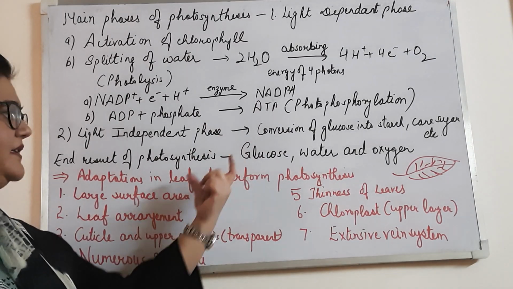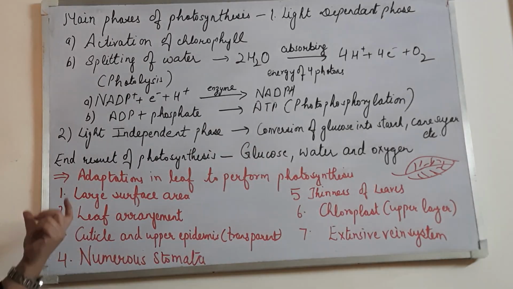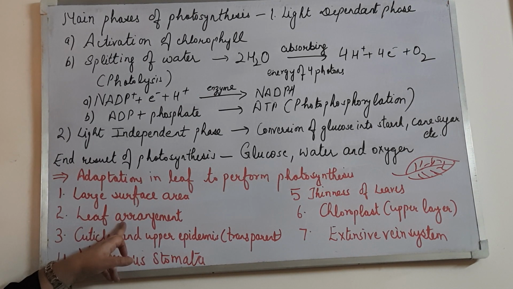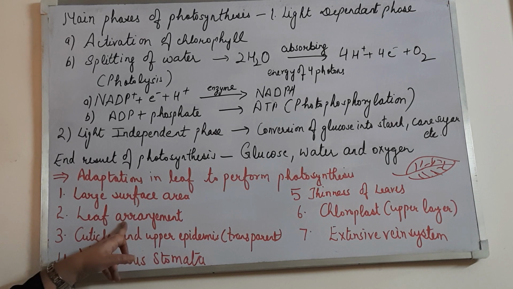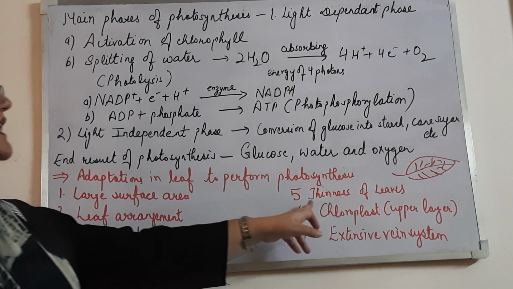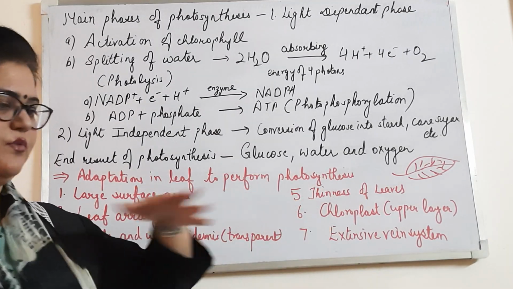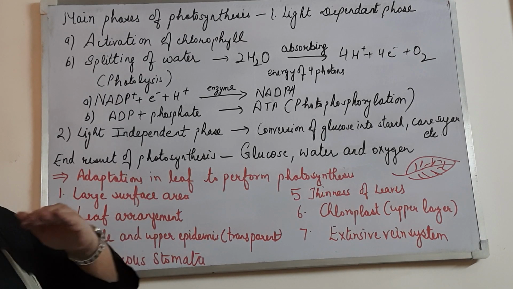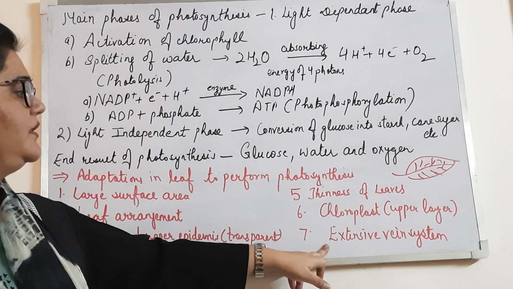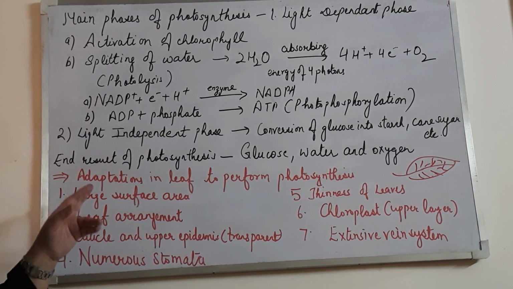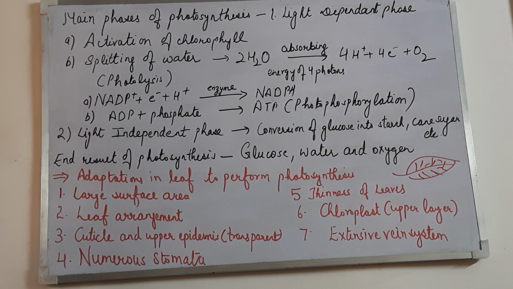This is how leaves are adapted. They have a larger surface area, leaf arrangement at a right angle towards the light, and a transparent cuticle and upper epidermis. They have numerous stomata, the leaves are thin, most of the chloroplasts lie in the upper mesophyll layers, and they have an extensive vein system. So this is how leaves are adapted to perform photosynthesis.